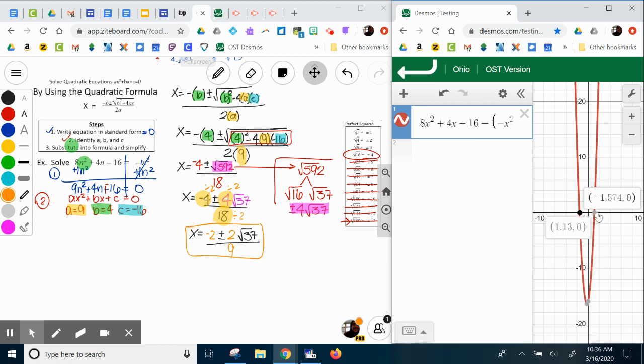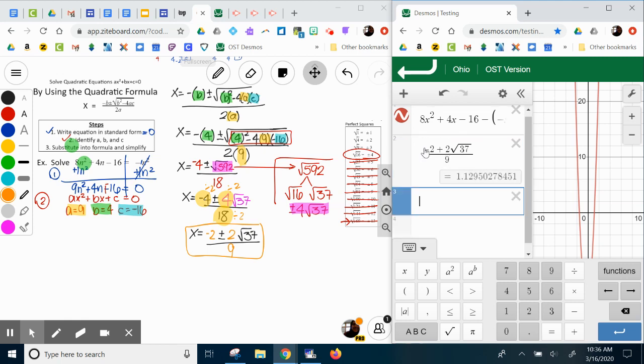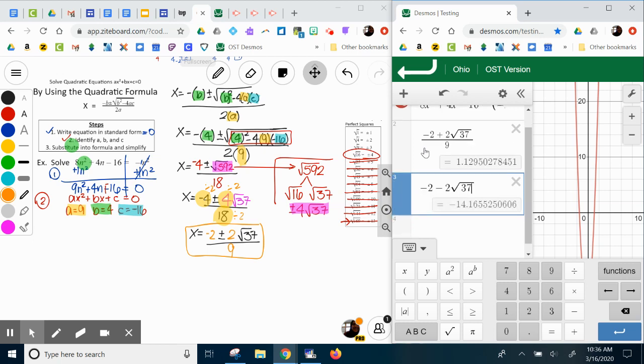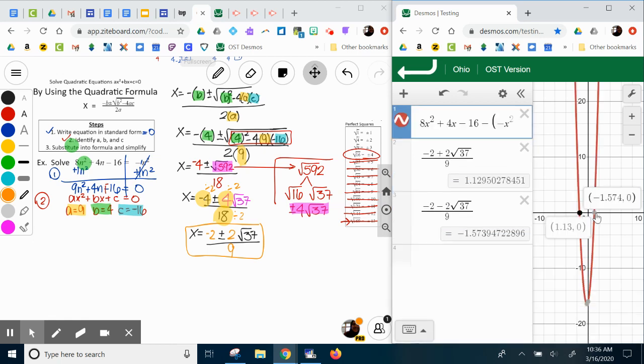Okay, so I've got these two decimals as my answers. Let's see if I get the same thing. So I have negative 2 plus 2 square root of 37, divided by 9. And I had negative 2 minus 2 square root of 37, all divided by 9. So those should be my two decimals that I have there.